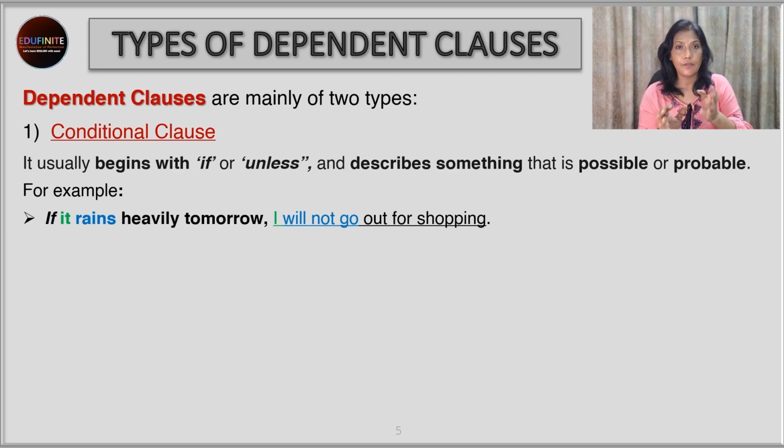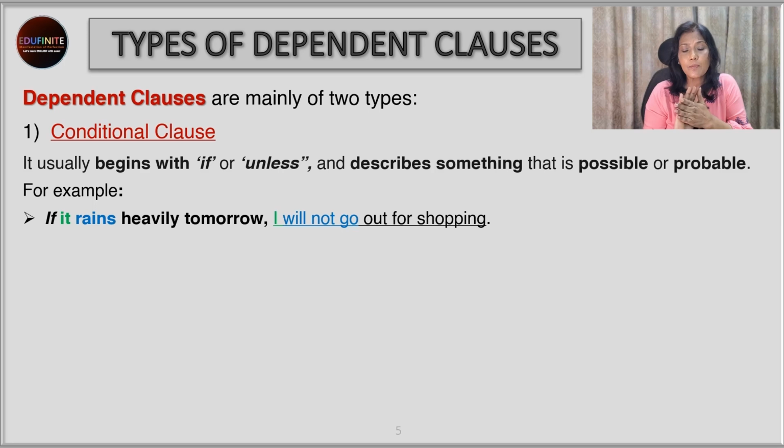So that's the condition. If there is a condition for me to go out for shopping, only if it doesn't rain, then only I'll go. So the conditional clause over here is "if it rains heavily tomorrow." That's the conditional clause. And "I will not go out for shopping" is the independent clause, because that makes complete sense. And "if it rains heavily tomorrow," again, it has a subject and a verb, but it does not give us a complete idea. So that's the dependent clause. And since it begins with "if," it is a conditional clause.